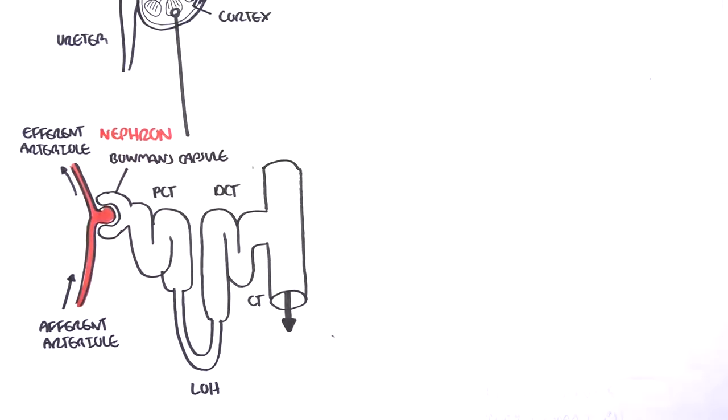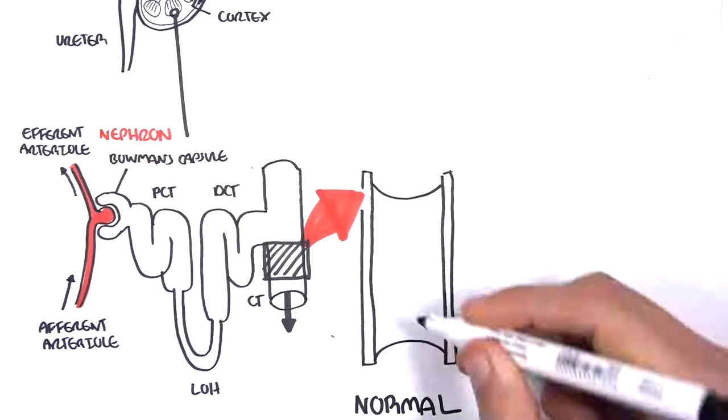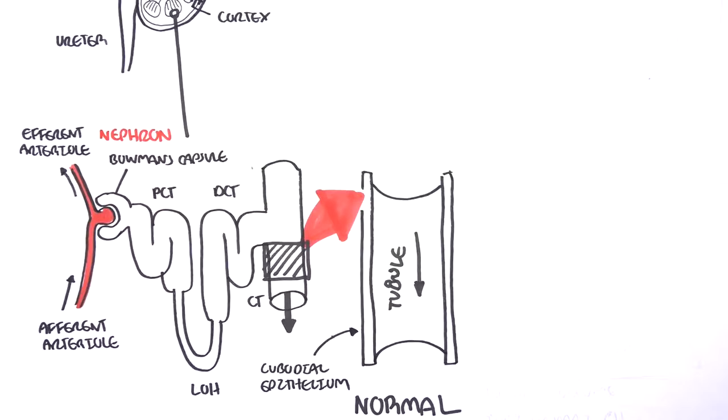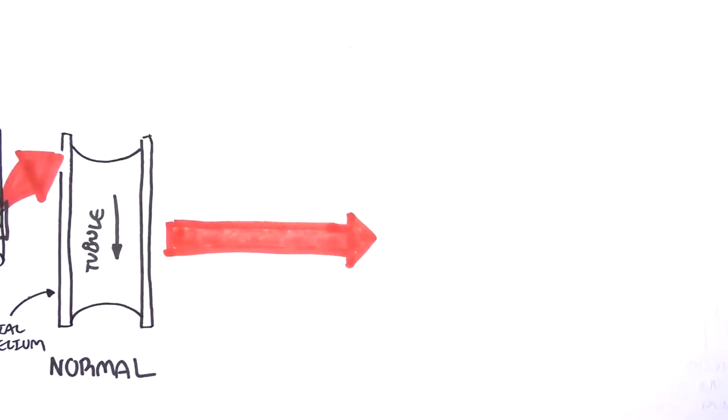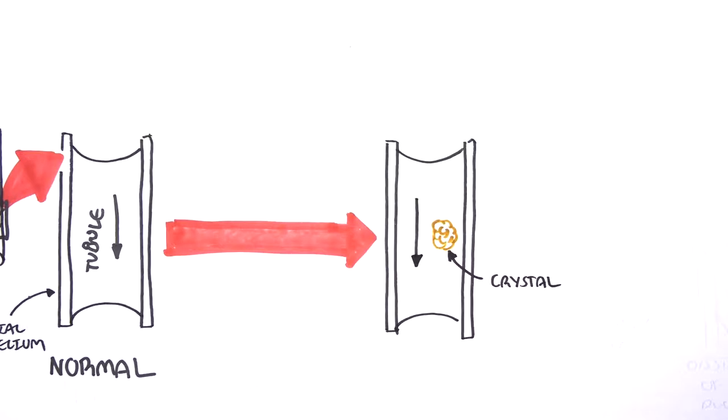Looking more closely at the tubule, the cells that line the nephron tubules are predominantly cuboidal epithelial cells. Within the tubule of the nephrons, crystal-like structures can form. The crystal-like structures are essentially precipitants of some electrolytes that have accumulated there. This crystal is actually a urinary stone.